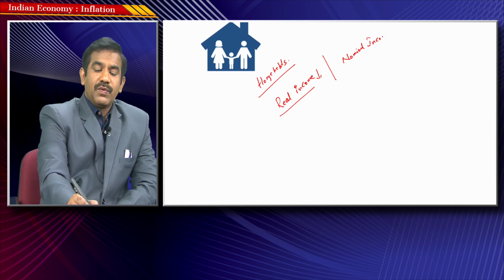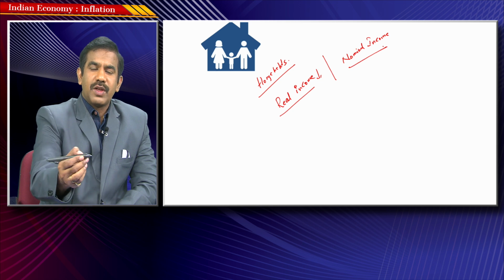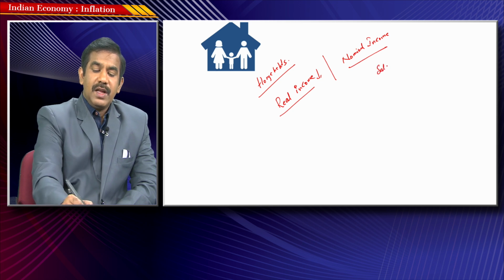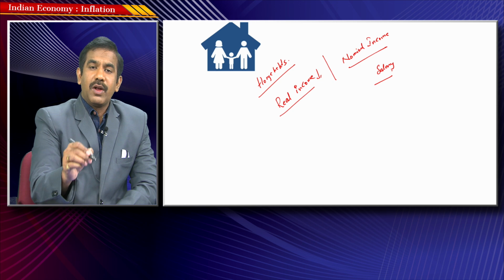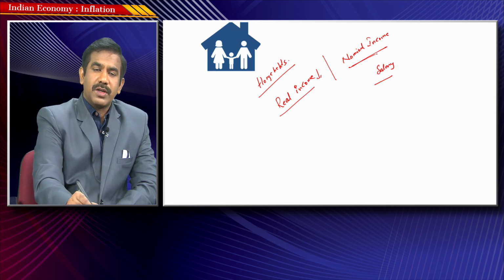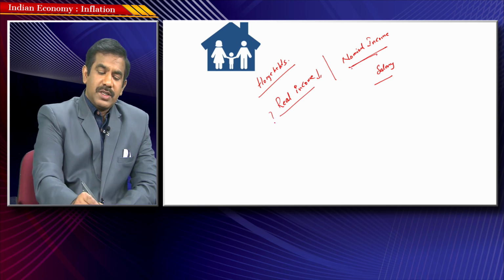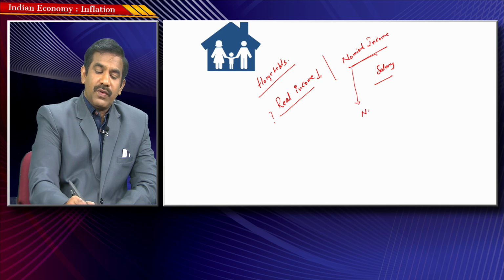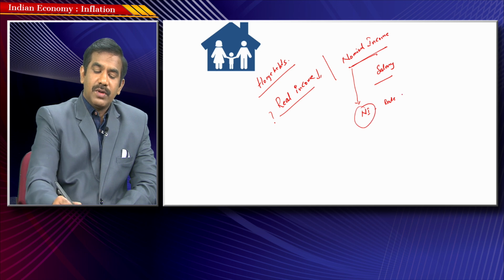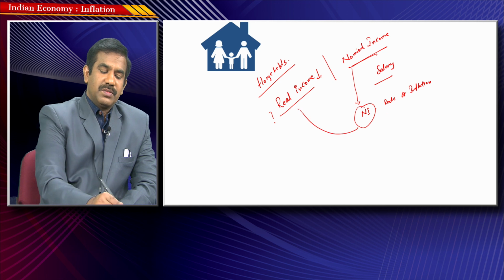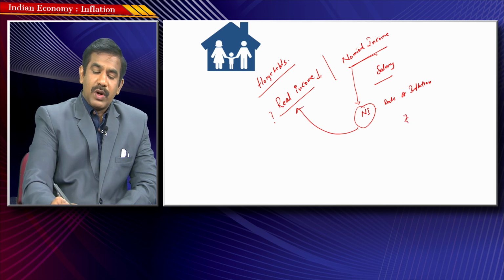So let me define the difference between nominal income and real income. Nominal income refers to the money that you are receiving. Let's say you are working for a company and you are receiving some salary, and that salary that is credited to your bank account regularly is what is called nominal income. Then what is real income? It's simply nominal income adjusted to inflation. So adjust the nominal income with the inflation rate, and what you get is the real income.